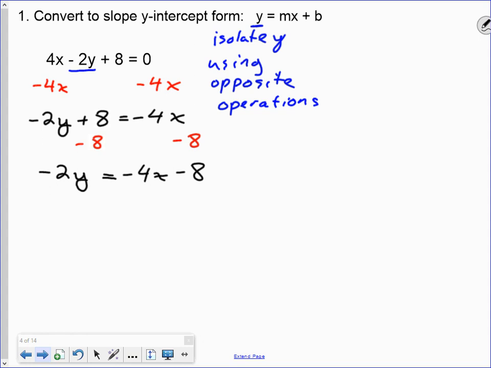minus the 8. Okay. Then my last step to get y all by itself is I've got to deal with this negative 2, which is multiplied by the y. So if I've got negative 2 times y, I'm going to divide everything by negative 2. And when I say everything, I want to make sure I divide every term on this right-hand side. Negative 2, divide by negative 2. Okay, this has got to be divide all terms.